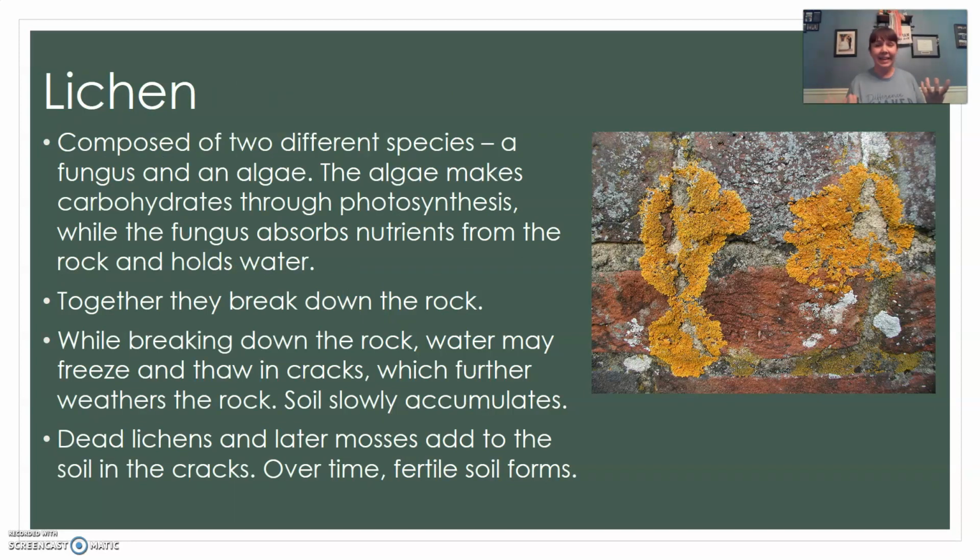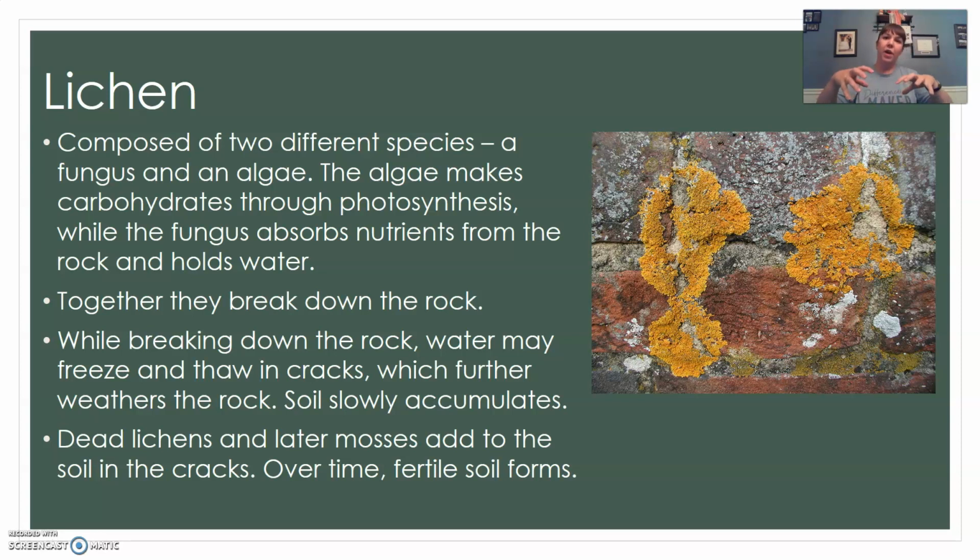Okay, lichen is kind of a mossy thing. It's actually two different species. You can see a picture of it here. It's a fungus and an algae. They live in relationship together. The algae will make sugars from photosynthesis, if it's a plant. And then the fungus will take nutrients from the rock and also hold on to water. So they work together. And the process of putting those little tendrils in and holding onto the rock eventually breaks it down.